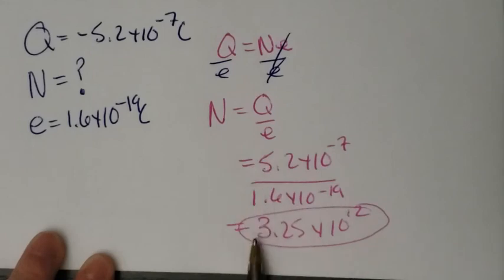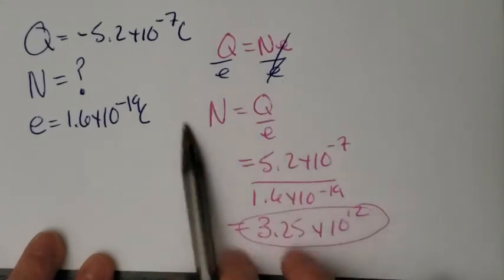I didn't put the negative in because all the negative tells me is, did I gain electrons or did I lose electrons? It doesn't change the formula at all.